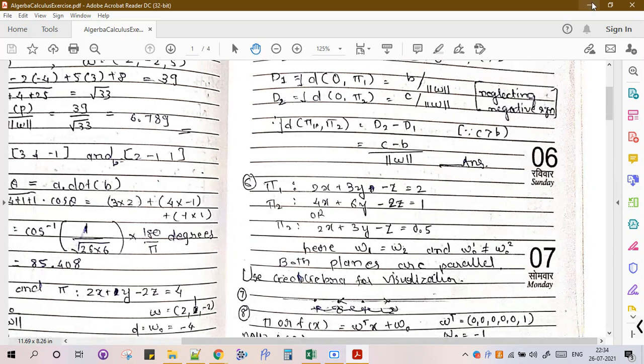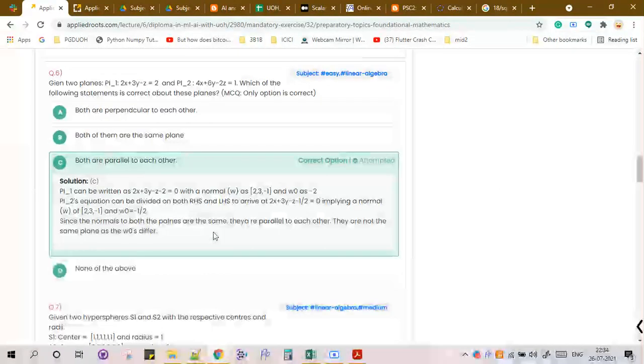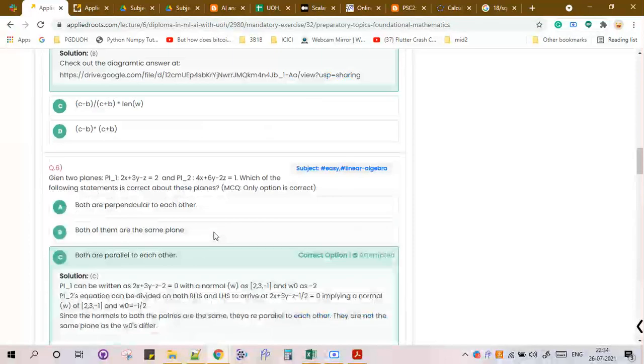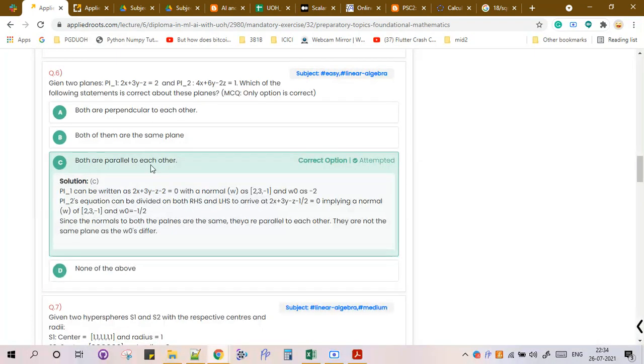Okay. Next, I guess we have question 6. Given two hyperplanes, pi 1 is 2x plus 3y minus z equal to 2, and pi 2 is 4x plus 6y minus 2z equal to 1. Which of the following statements is correct about these planes? This can be MSQ also. Both are perpendicular to each other.